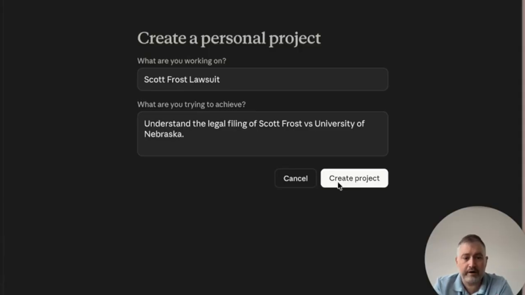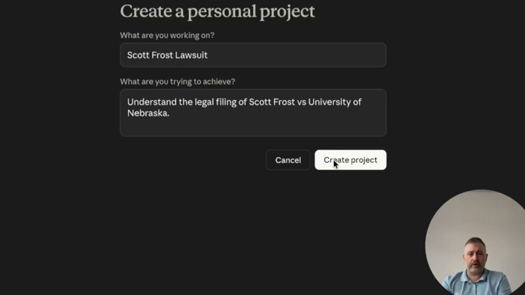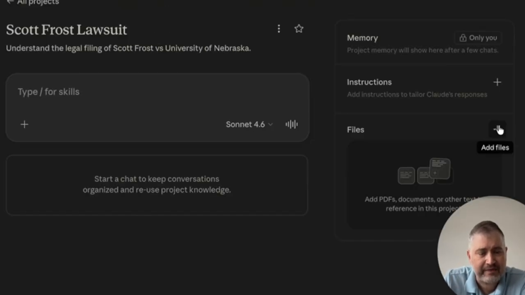Let's get rolling. All right, so the first thing I want to do is create a project in Claude. And we're going to call this the Scott Frost lawsuit. And we're just going to say, what are we trying to achieve? We're trying to understand the legal filing of Scott Frost versus the University of Nebraska. Let's create that project. So let's add that legal filing to the project. So let's upload. So I'm going to upload it.